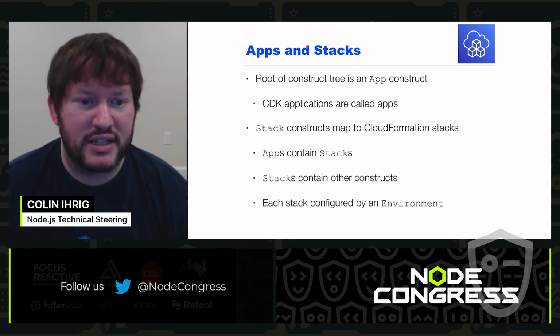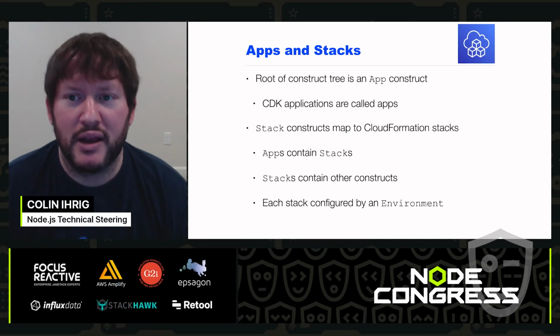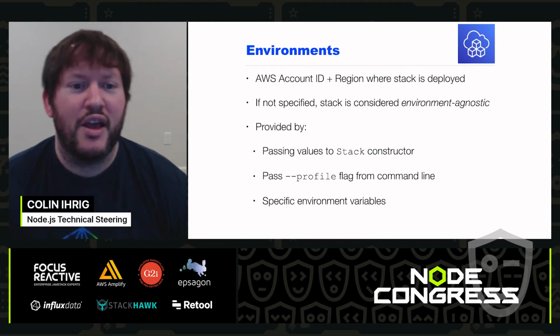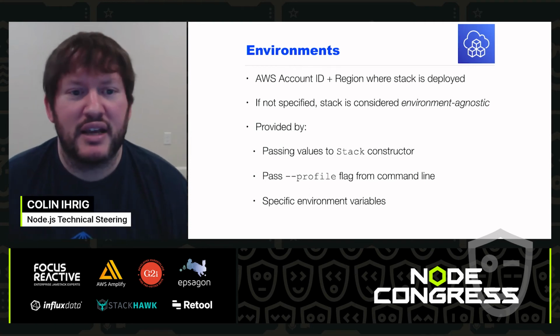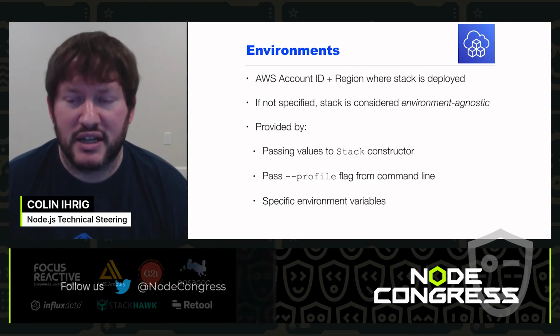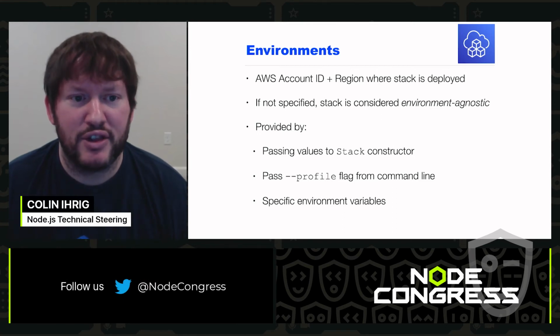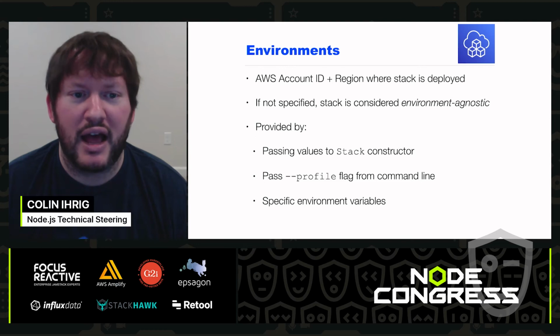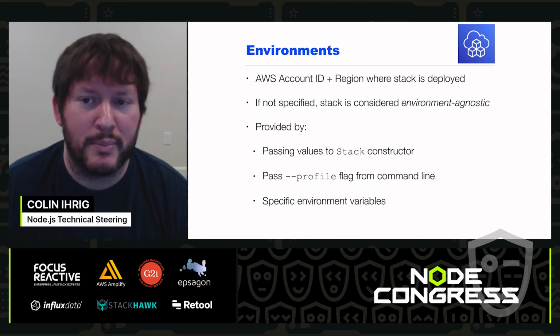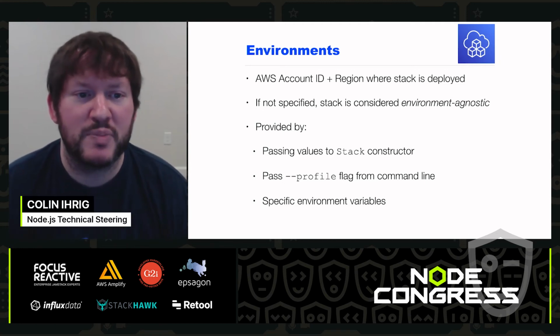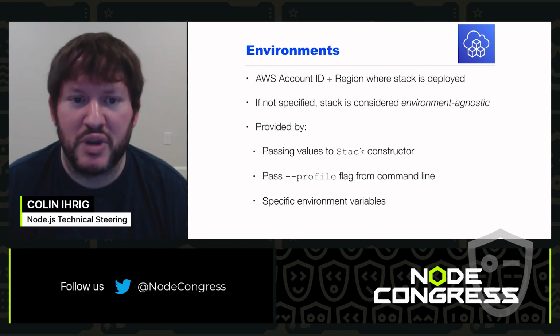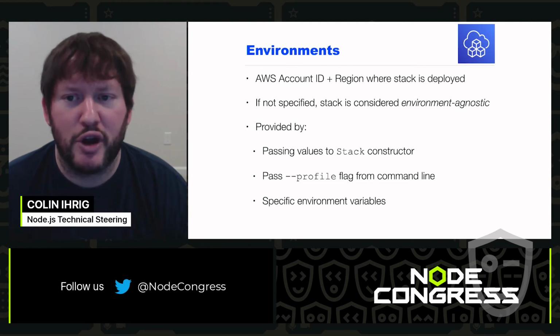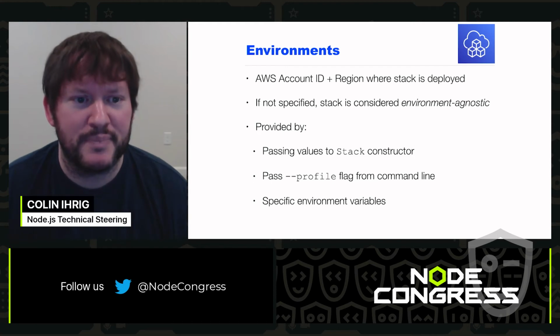One thing worth pointing out is that each stack is configured by an environment, and I'll talk about that right now. So an environment is an AWS account ID plus a region where the stack is going to be deployed. So this is basically saying this user is deploying to this region in the cloud. And so an environment has to be provided for every region that you're trying to deploy to, and for every separate account that might want to deploy your stack. If you don't specify an environment, then the stack is what's considered to be environment agnostic. But these are of pretty limited use.